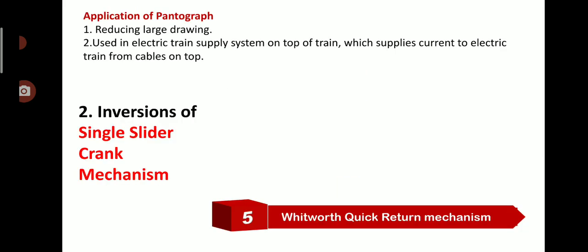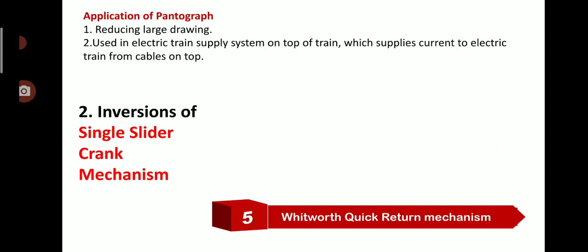So what are the applications of the pantograph? Number 1 is for reducing large drawings, and number 2 is its use in the electric train supply system on top of the train, which supplies current to the electric train from cables on top. You might have seen this mechanism at the top of the electric engine of an electric train.